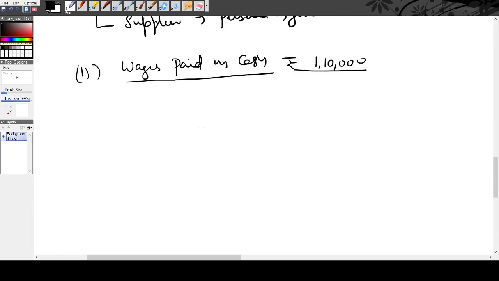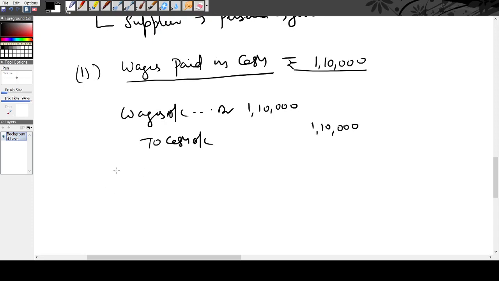Next, wages paid in cash. How do you record the entry for this? The entry would be wages account debit 1,10,000. It is an expense. Cash account should be credited 1,10,000. What is the logic I am following? I'll start with the credit logic. Cash, real account, goes out, hence credit.